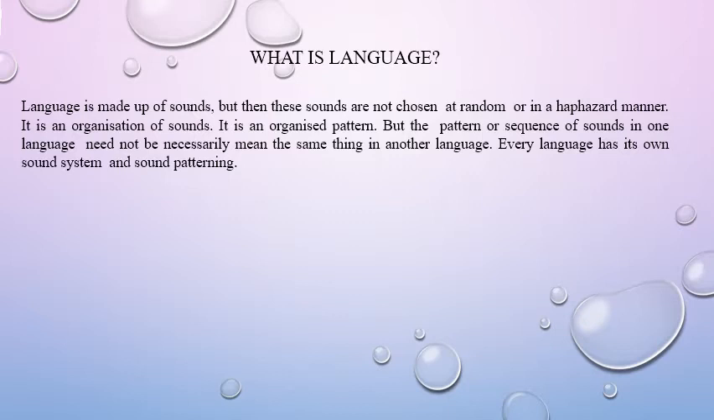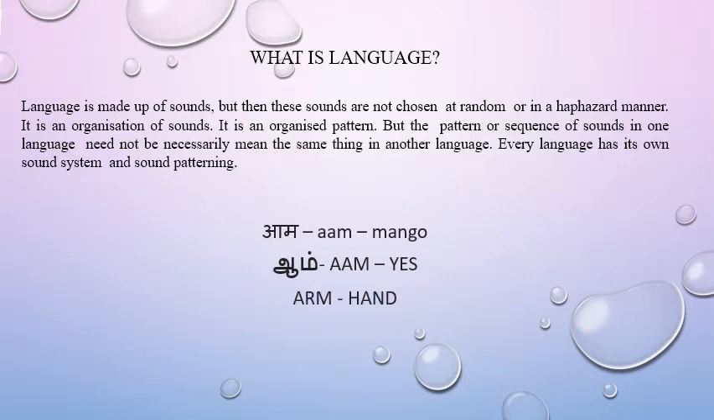But these sounds are not random. It is an organized pattern of sound. There may be similar sounds in many languages, but that does not mean the same in every language. For example, the same sound means mango in Hindi, yes in Tamil, and hand in English. So in all these three cases the same sound is there, but the meaning differs in these three languages. That is the same with every language also.